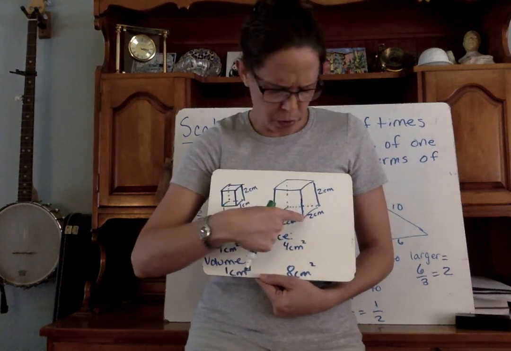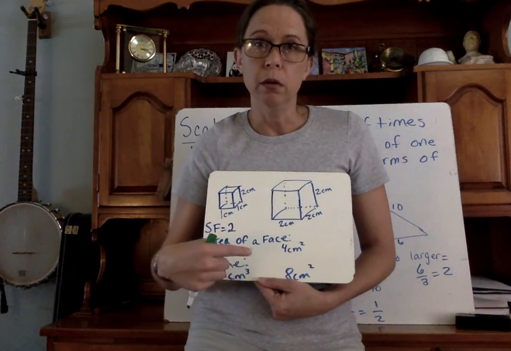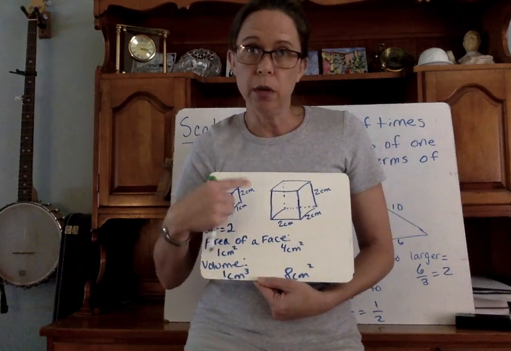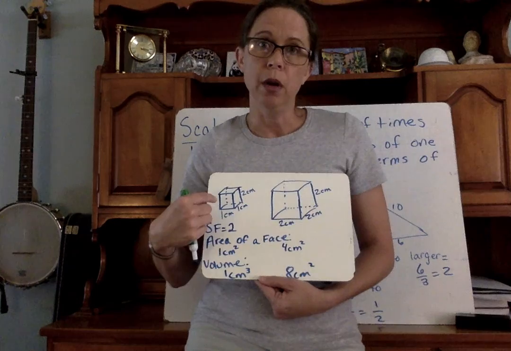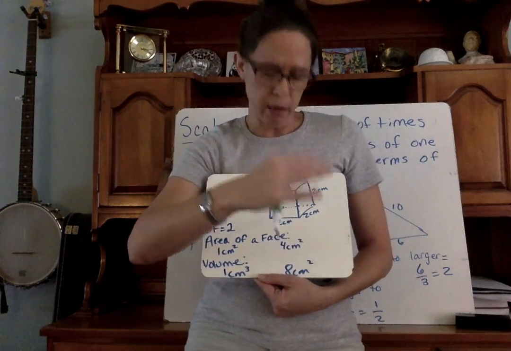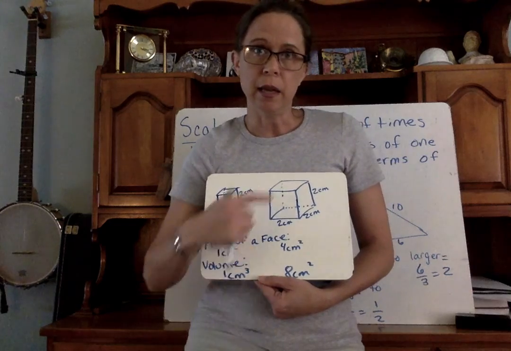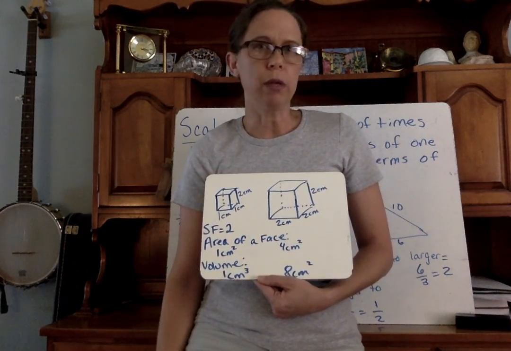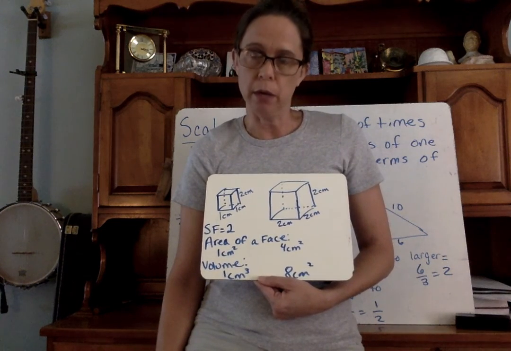On this one, 2 times 2 times 2 gives me 8 centimeters cubed. Okay? So even though my scale factor is 2, the lengths on this one are twice what the lengths on this one are. My area is 4 times on the bigger one, and the volume is 8 times the volume of this one. Okay? So we need to think about when we increase the size of something, what it does to its area and its volume.